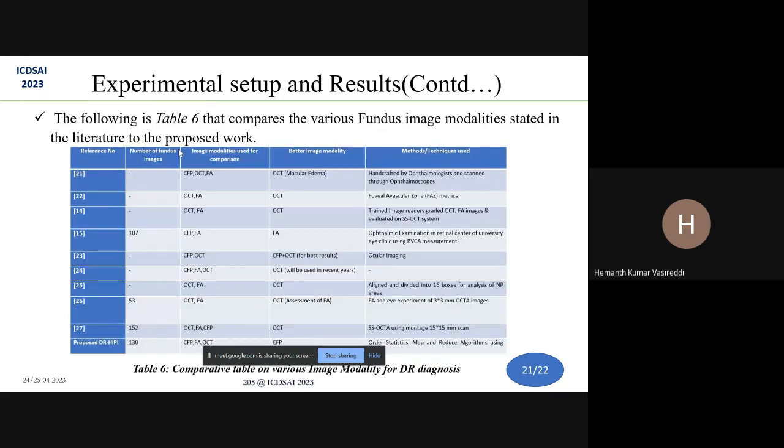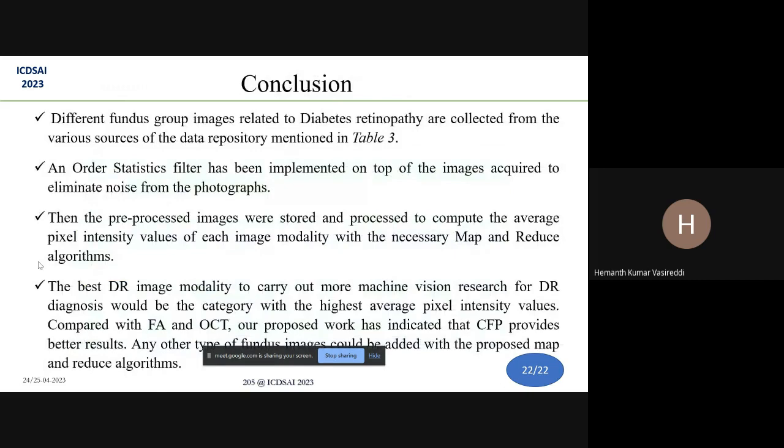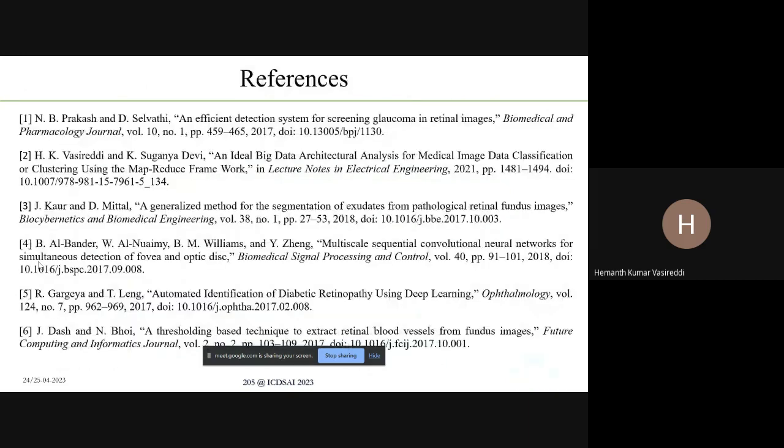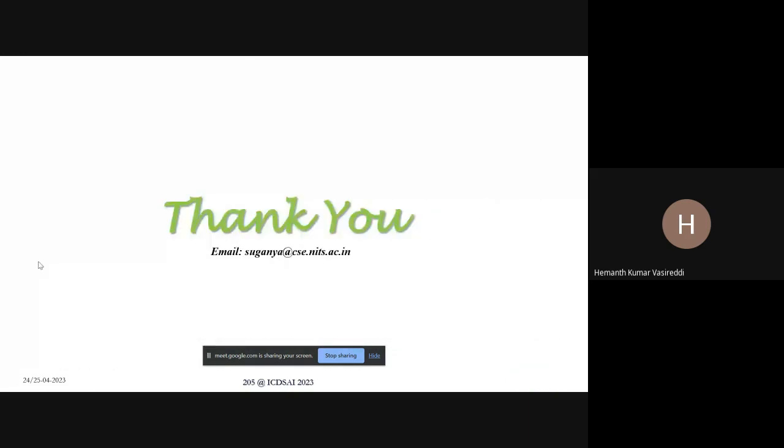I have tabulated all the existing literature I have taken and the proposed DR-HIPI, and none of them implemented any big data architecture, whereas I have come up with the same image modalities with a big data architecture, and we have drawn the results. These are the conclusions I have. Finally, I can conclude that CFP is giving better results when compared with FA and OCT. And these are the possible differences I have. Thank you.